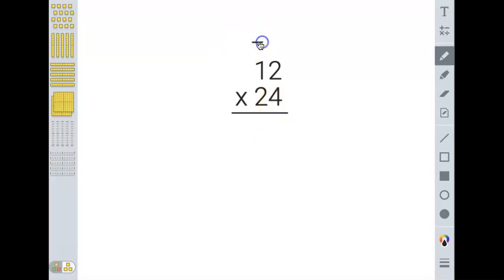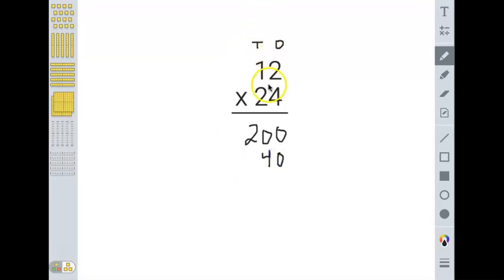We know that this is the tens place and this is the ones place. We can begin at any area we like. We can begin at the bottom or the top. I like to begin at the top. This number will represent 10 and this number will represent 20. So 10 times 20 will be 200. This will represent 2 since it's in the ones place. 2 times 20, which is 40.